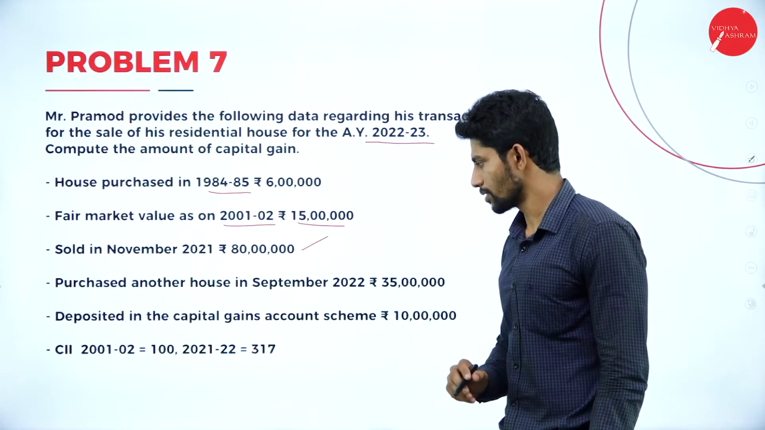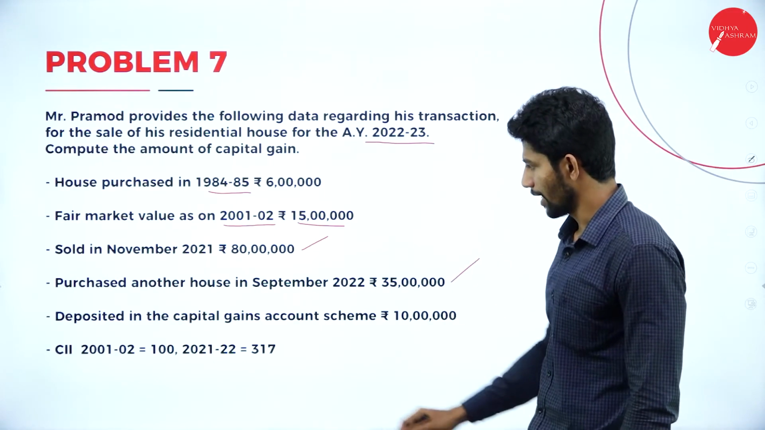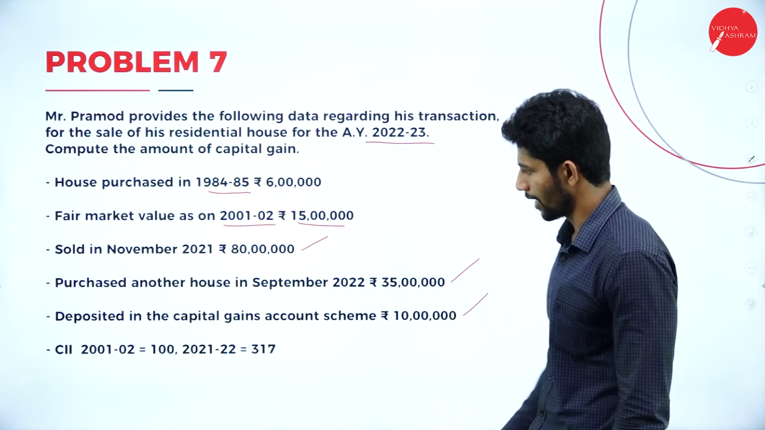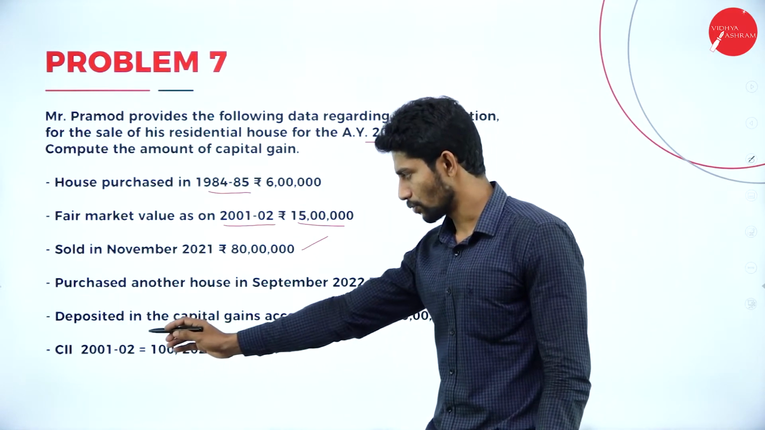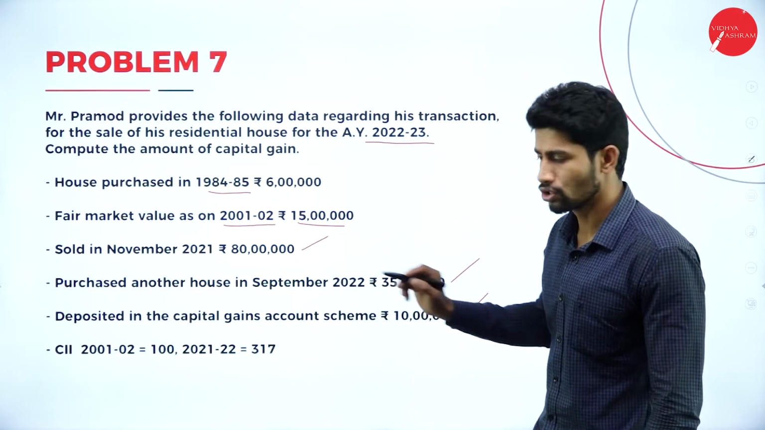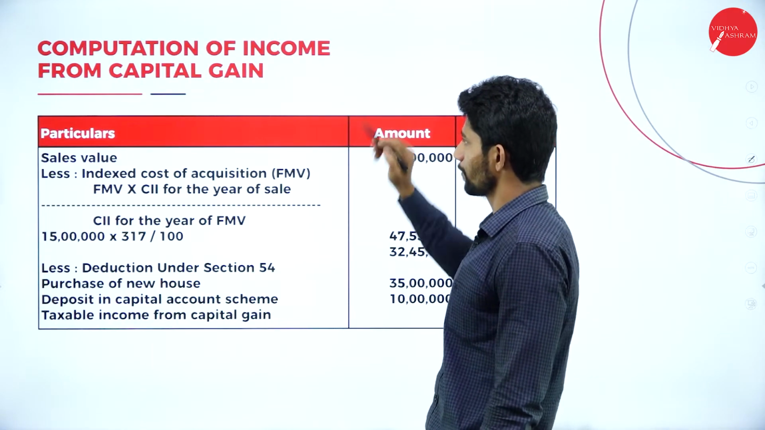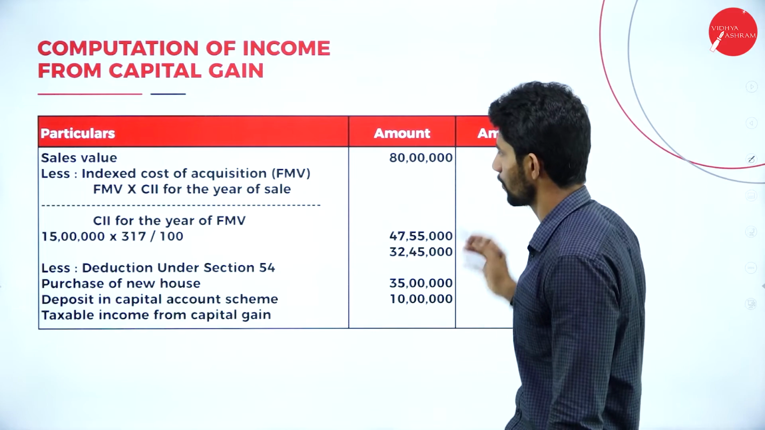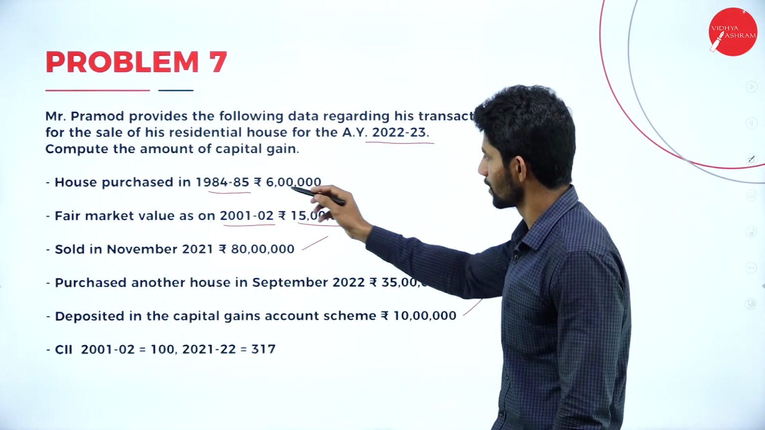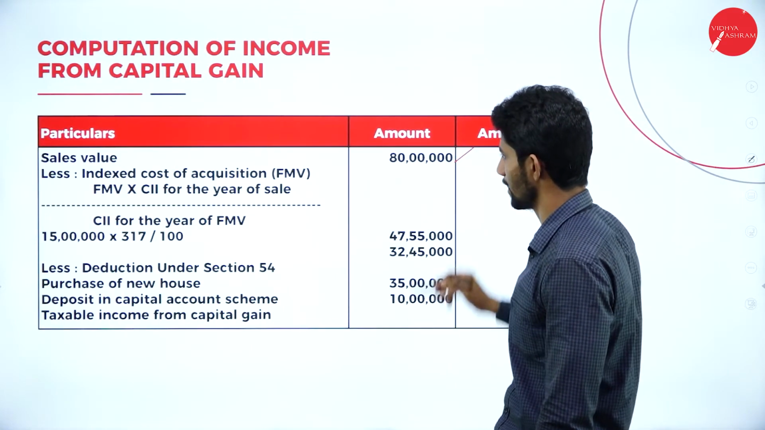Purchased another house in September 2022 for rupees 35 lakhs and deposited in the capital gain account scheme rupees 10 lakhs, and the CAA value is given for the years 2001-2002 and 2021-2022. So let us move on to solve the problem. Computation of income from capital gain. Particulars, amount. So sales value. What is the sales value here? The sales value is rupees 80 lakhs.